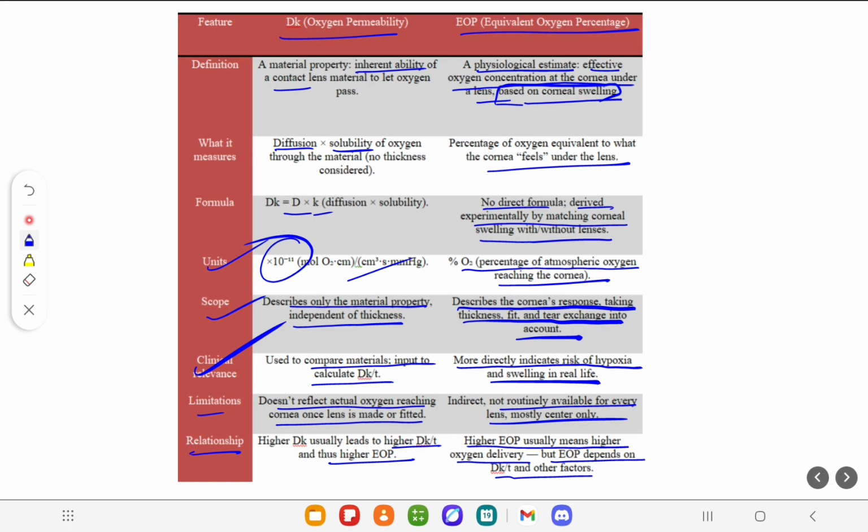One thing: you do not take the unit from this point. You take the unit from the previous slides, the previous point in the videos. Okay, I think that's it.